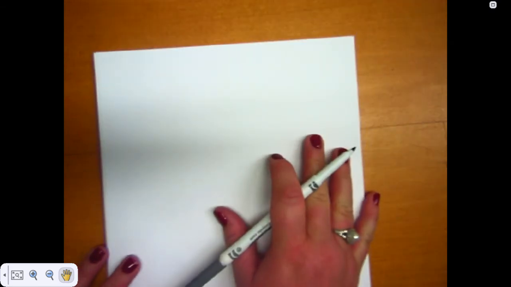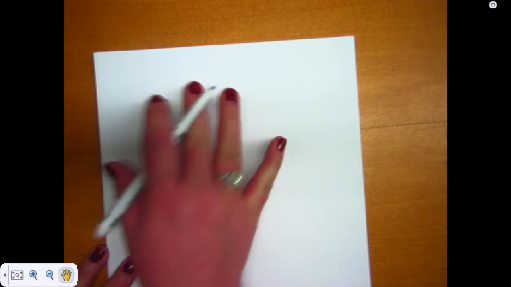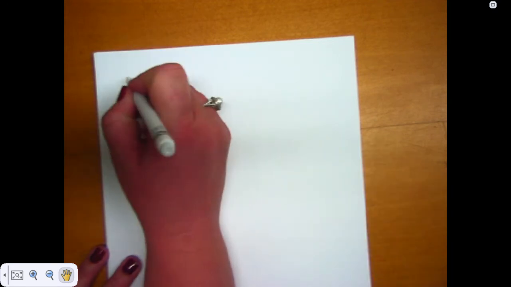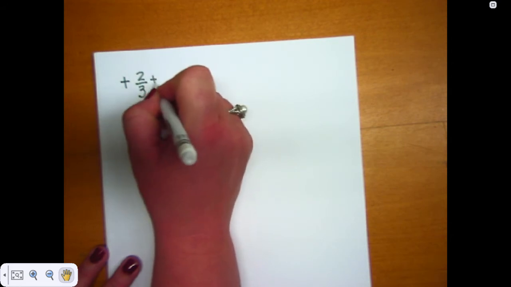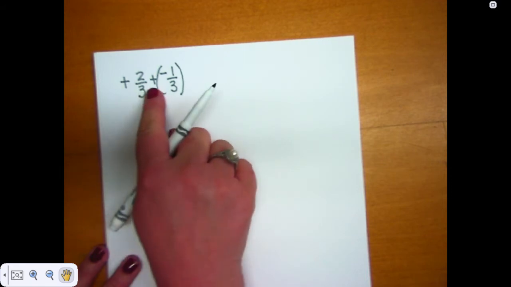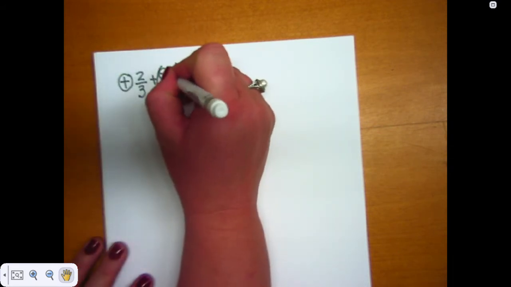Rational numbers can be positive or negative. So we're going to work them the same way we worked those integers, and we're using the same rules that we used with integers. So let's say we have positive 2/3 plus negative 1/3. Now, just like with integers, you check, is it addition? It is, so that means all I'm going to do is check my signs. I have a positive and I have a negative. So that means my signs are different, so I'm going to subtract.